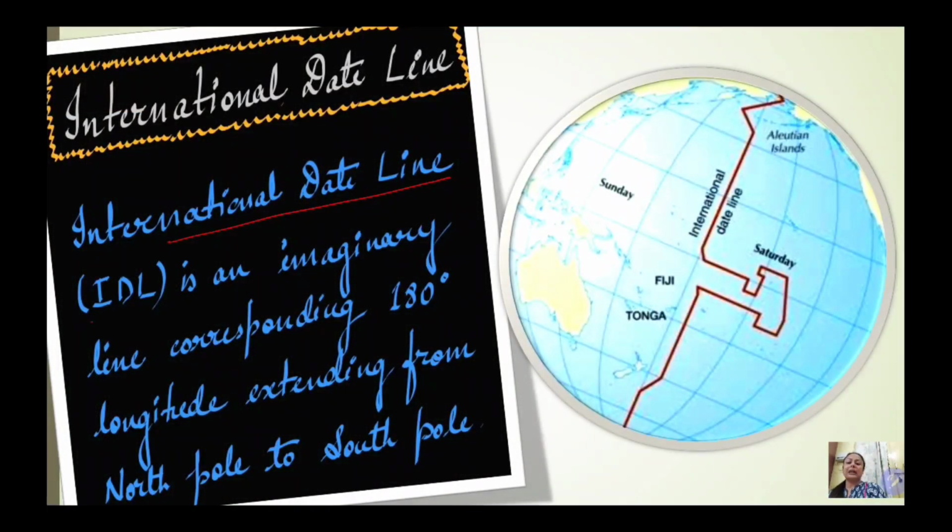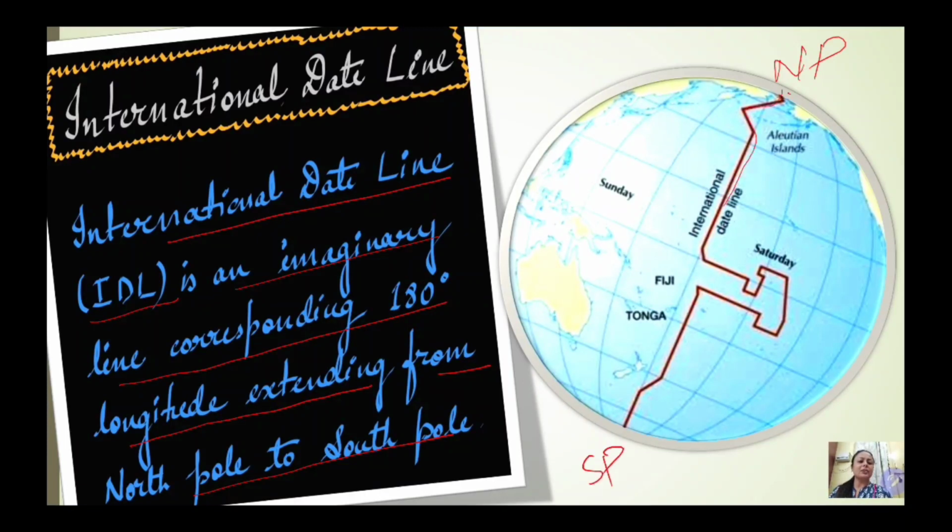The International Date Line, or IDL, is an imaginary line corresponding to 180-degree longitude, extending from the North Pole to the South Pole. Children, you can see very well in the picture that this line is running from North Pole to South Pole. It's not a straight line, but it corresponds almost to the 180-degree longitude, and it is passing over the Pacific Ocean. This line is not kept straight but zigzag. Why? This we will come to know later. Now let's learn the significance and why this line is drawn.